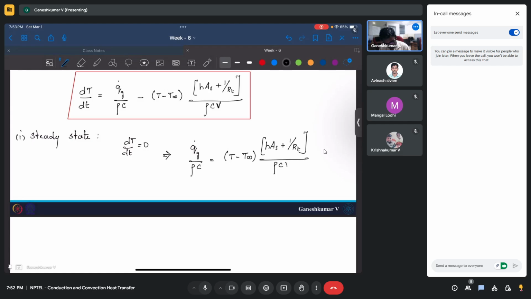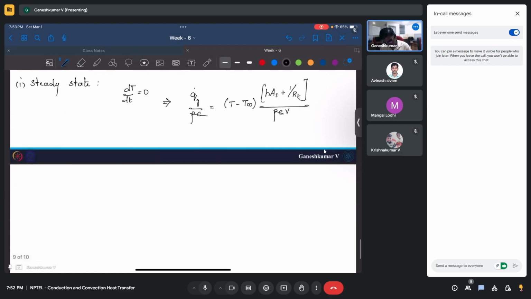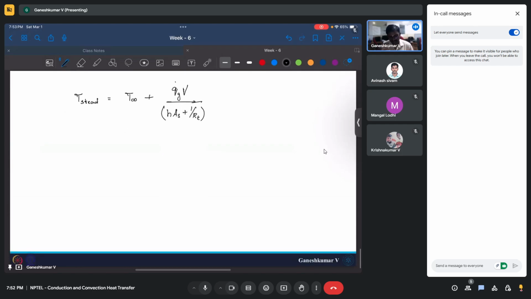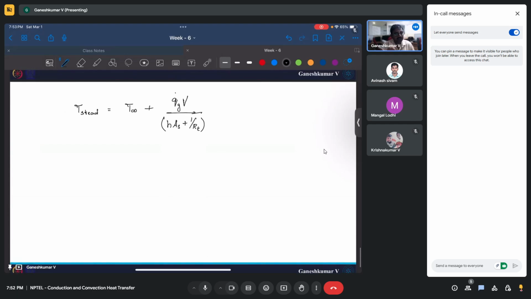So rho C we can cancel. We are interested in T, right? So T here is T steady, equal to T infinity plus Q dot G V divided by HAS plus 1 by RT. This is what it is. So basically we had only convection resistance. Now in addition we have the total resistance from the indirect route from conduction and then convection.